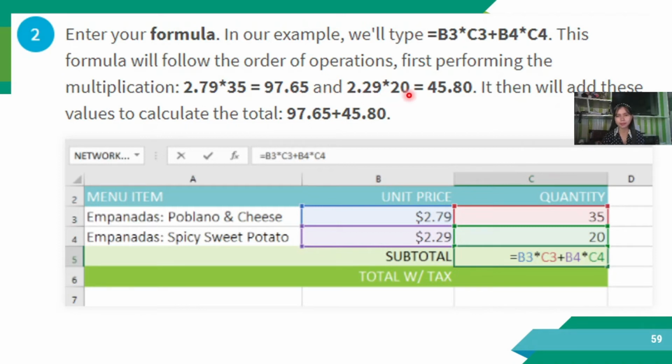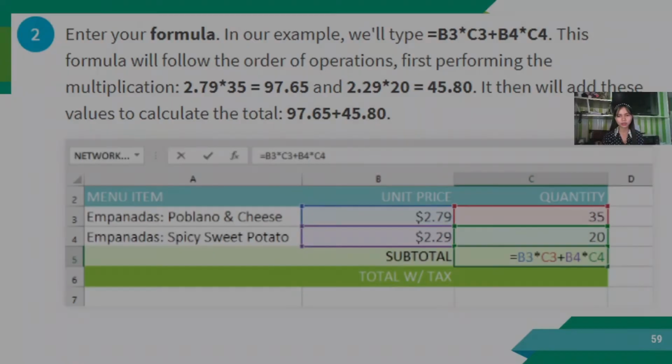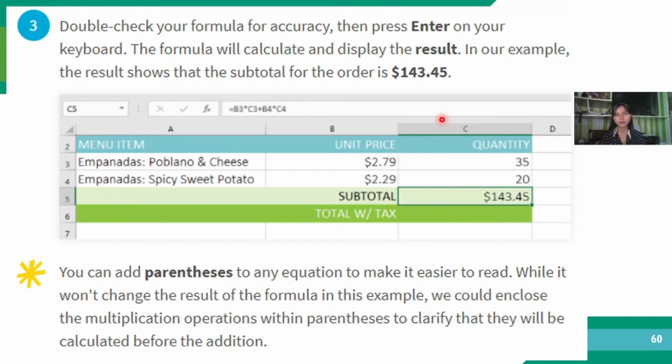And then this one is the B4, then multiplied by 20 sa iyang quantity sa C4, then 45.80. It then will add these values to calculate the 97.65 plus 45.80. So, ano siya ang atong subtotal. Double-click the formula for accuracy, then press enter on your keyboard. The formula will calculate the display result in our example. The result shows the subtotal for the order is 143.45.